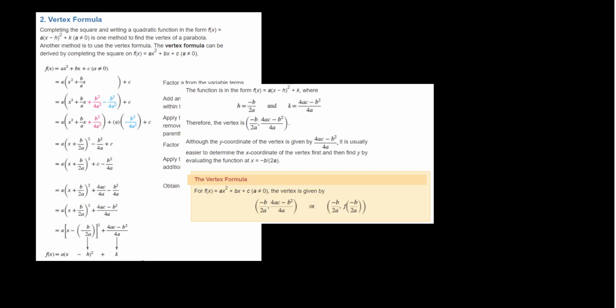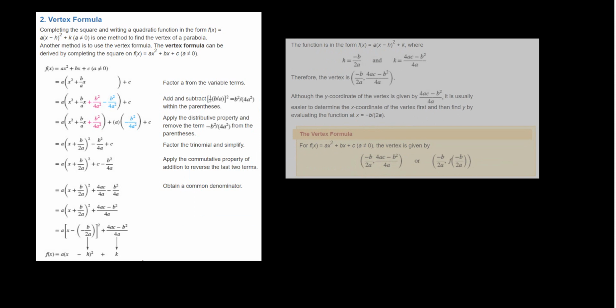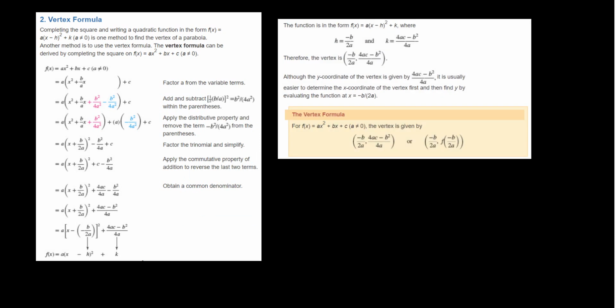Okay, so some explaining here. All this is basically showing us, over here to the left, how we derive our vertex formula. Now, if I were to memorize one of these, which you're going to have to, it just makes life so much easier. What I would do is memorize the one on the right.